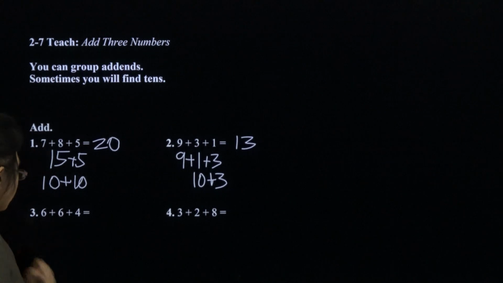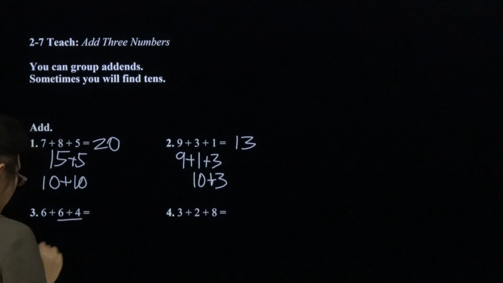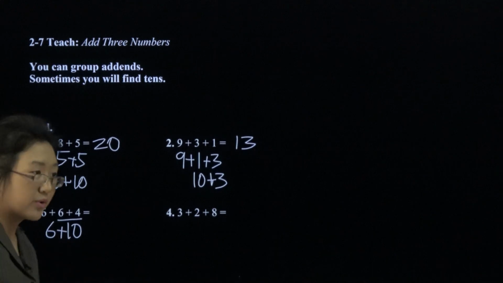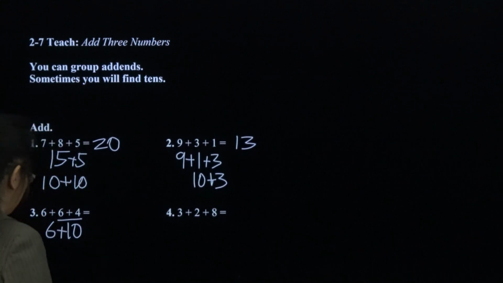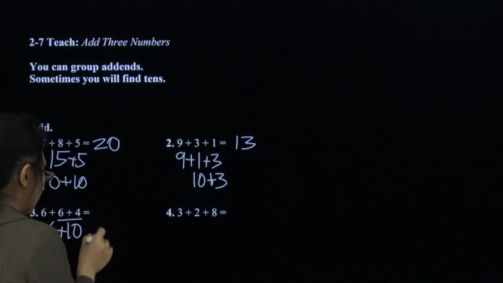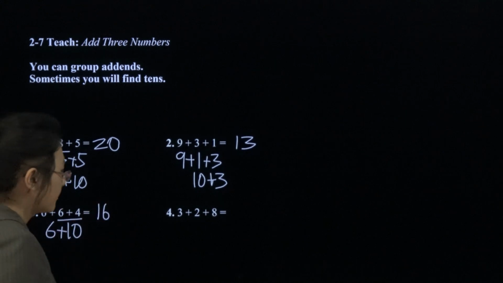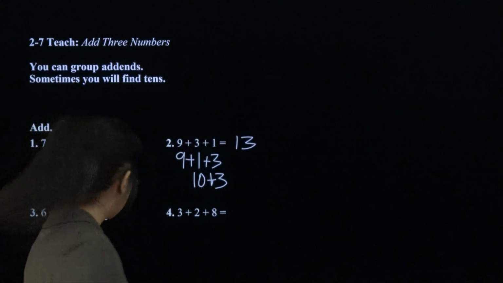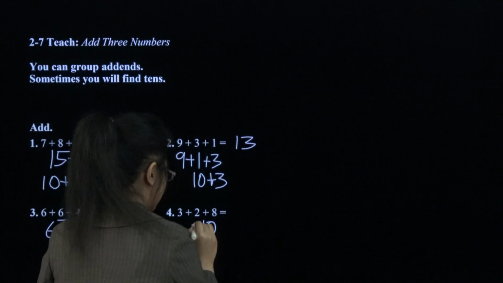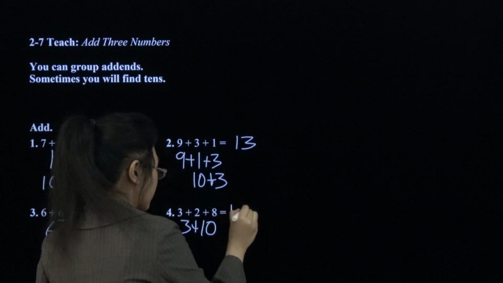Now, 6 plus 6 plus 4. So 6 plus 4 is equal to 10. Remember, guys, you need to remember the ones that are equal to 10. Actually, no, you just need to remember all your single digit addition problems. 6 plus 10 is equal to 16. 3 plus 2 plus 8. 2 plus 8 is equal to 10. 3 plus 10 is equal to 13.